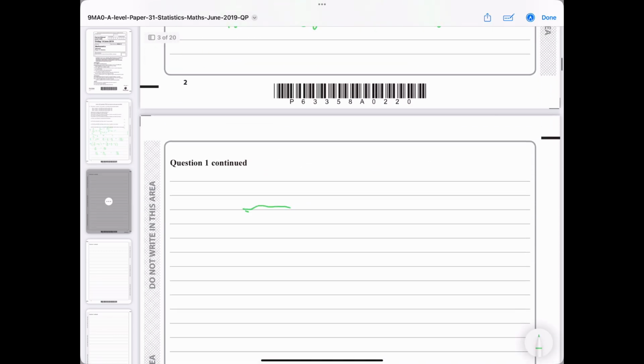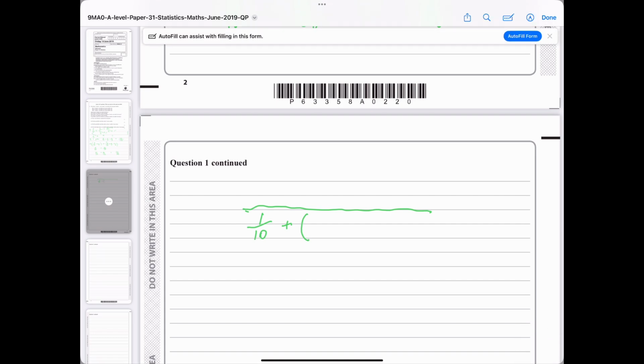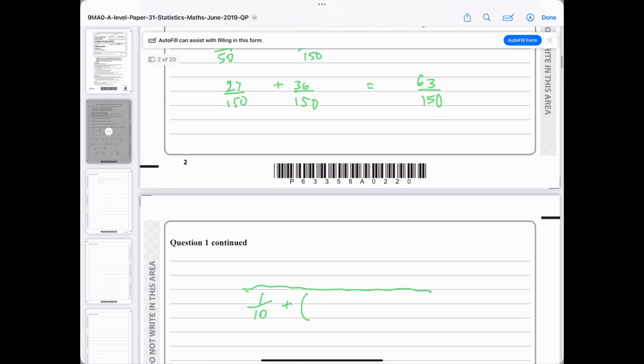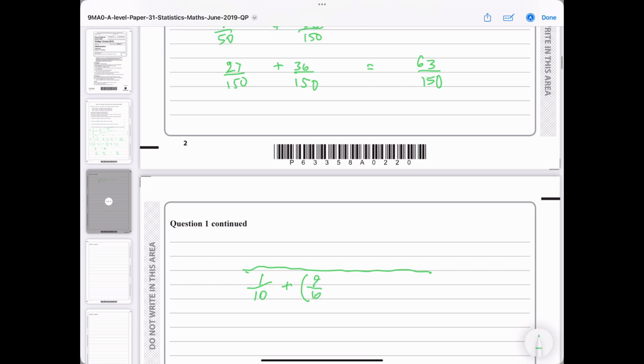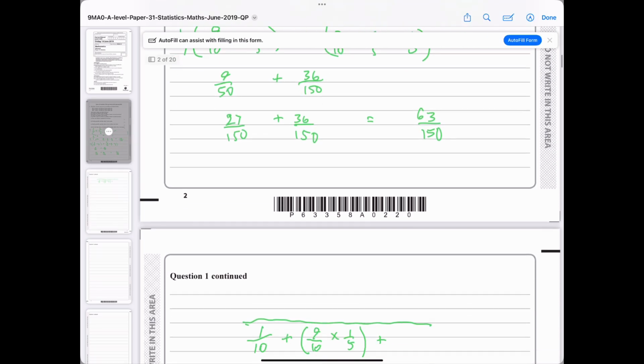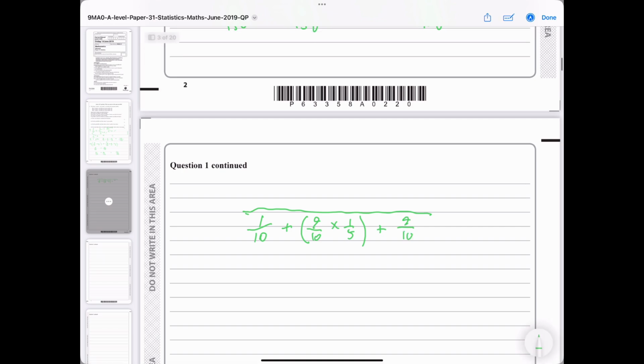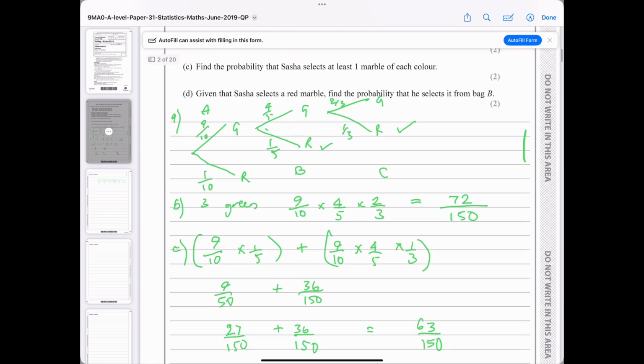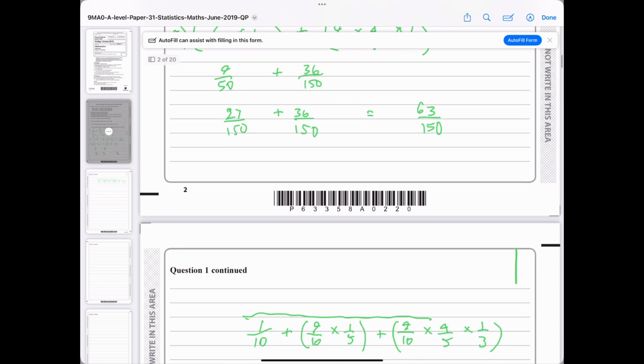So on the bottom of this, you're going to get 1 over 10, because that's him getting it at the beginning. Then plus the second way of him getting R, which is 9/10 times 1/5, plus whatever the last one is, 9/10 times 4/5 times 1/3. I am going to use a calculator for this, by the way. And then the chance of him getting it out of B is 9/10 times 1/5.